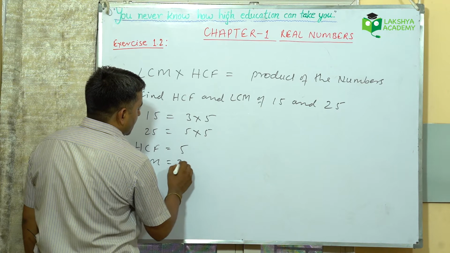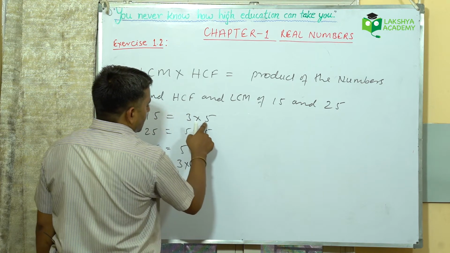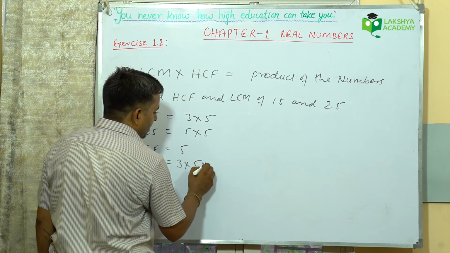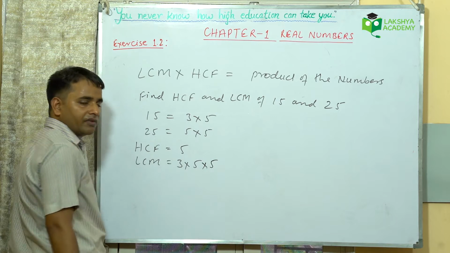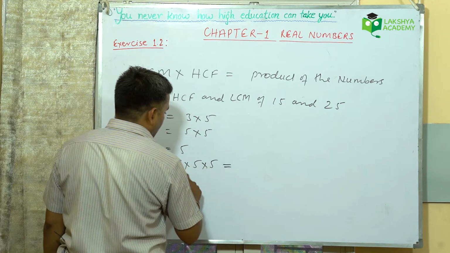The LCM would be 3 into 5 into 5. The maximum number of times a factor occurs is taken: 5 is coming 2 times, so we will take it 2 times. So the maximum factors come for the LCM. Now find out the product.